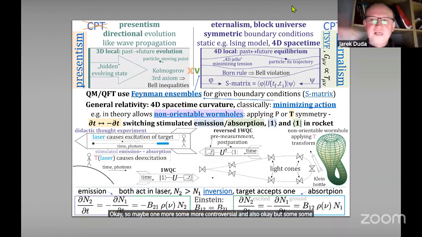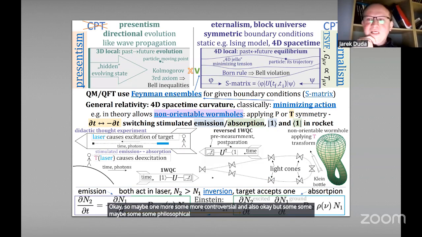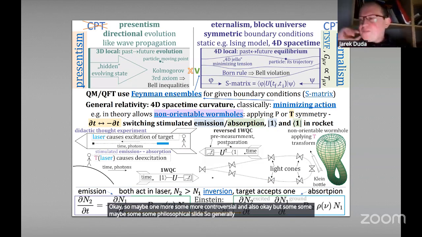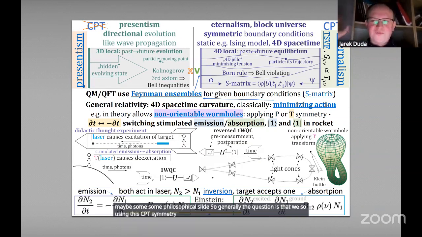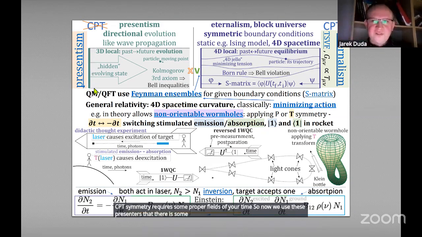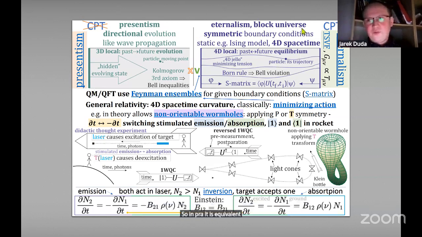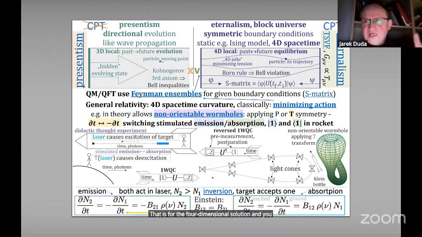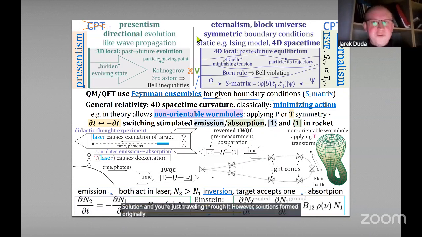some philosophical one slide. So generally, the question is that using this CPT symmetry requires some proper philosophy of time. Naively, we use presentism: there is some current situation, and it evolves in time. In theory, it is equivalent with the so-called eternalized block universe. There is a four-dimensional solution, and you're just traveling through it. However, solutions formed originally with one of them have different properties.